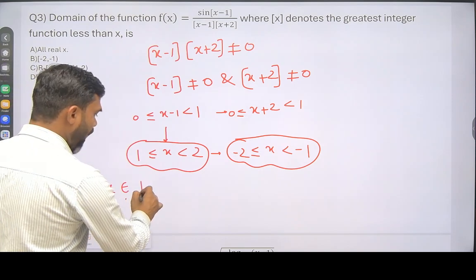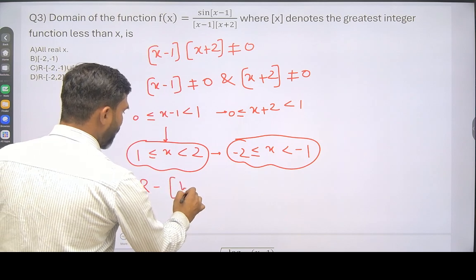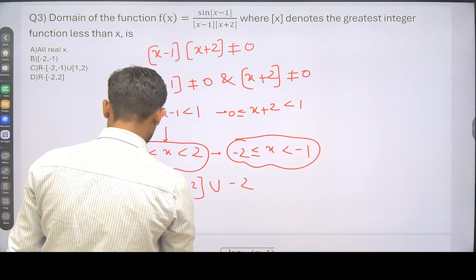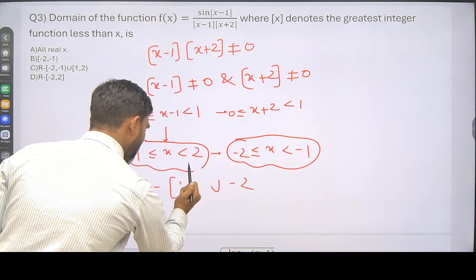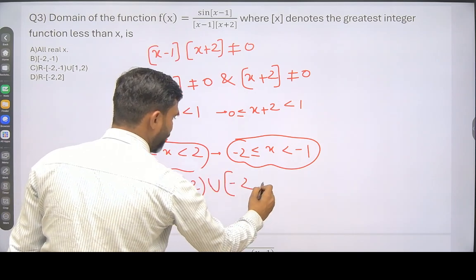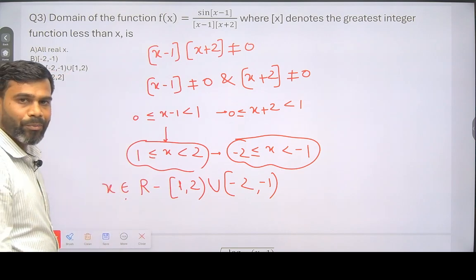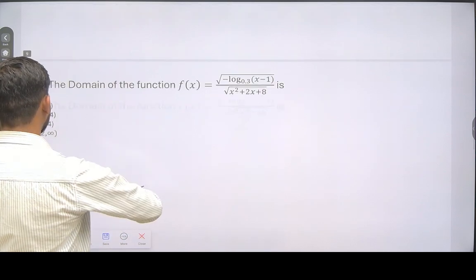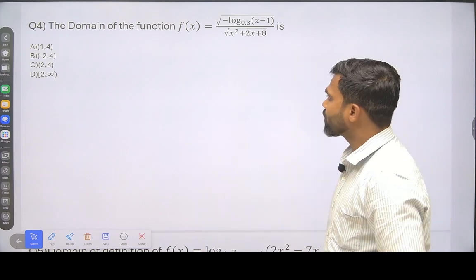So x belongs to R minus, tell me, R minus the open interval 1 to 2, union minus 2 to minus 1. It should be open, right? So here 1, here 2, union minus 2 to minus 1, right? So C will be the right answer. I hope it is clear. Okay, next. Let us move to the next question, question number 4. So very easy question, very easy.